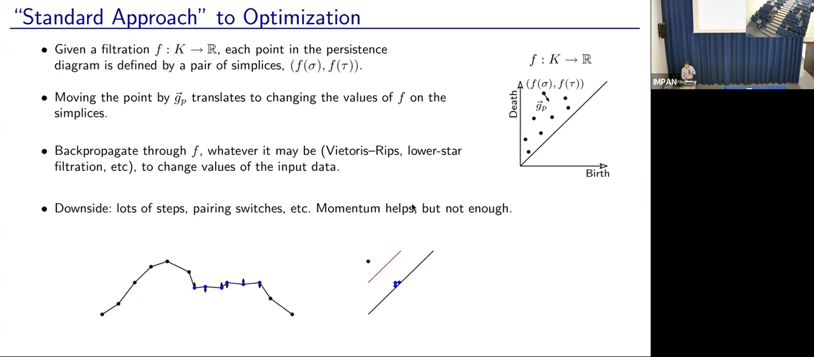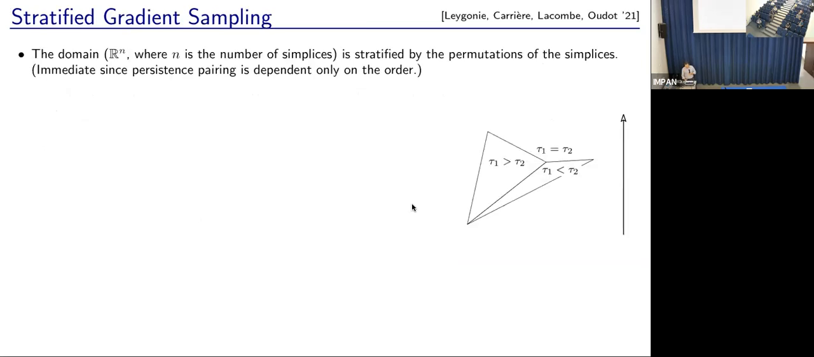I call this a standard approach, but this is almost the only approach, because there is a dearth of algorithms for solving this problem. And the only non-trivial algorithm that exists that I know of was proposed just last year by Leygonie, Carriere, Lacombe, and Do. The idea is roughly the following. They observe that if you view your filtration as a function on R^n, where n is the number of simplices, and the point just represents the filtration values assigned to the simplices, then the space is stratified by the different orderings of the simplices, right? On the one side, tau one is less than tau two, tau one greater than tau two, and then there are these lower dimensional strata where simplices become equal.